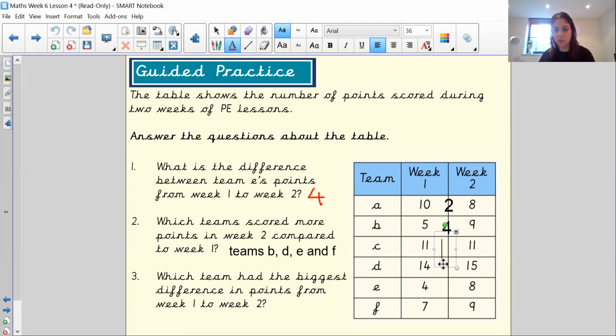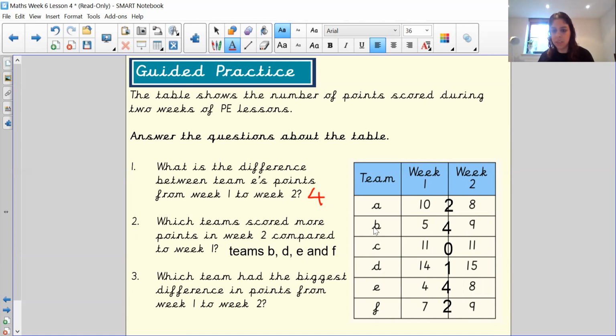Okay, hopefully you've got the score for all of them. So this one is 0 because they're exactly the same. This one is 1. This one was 4. And this one, 7 in my head, 8, 9 is 2. So the question says, which team had the biggest difference? Which team had the biggest difference from week 1 to week 2?